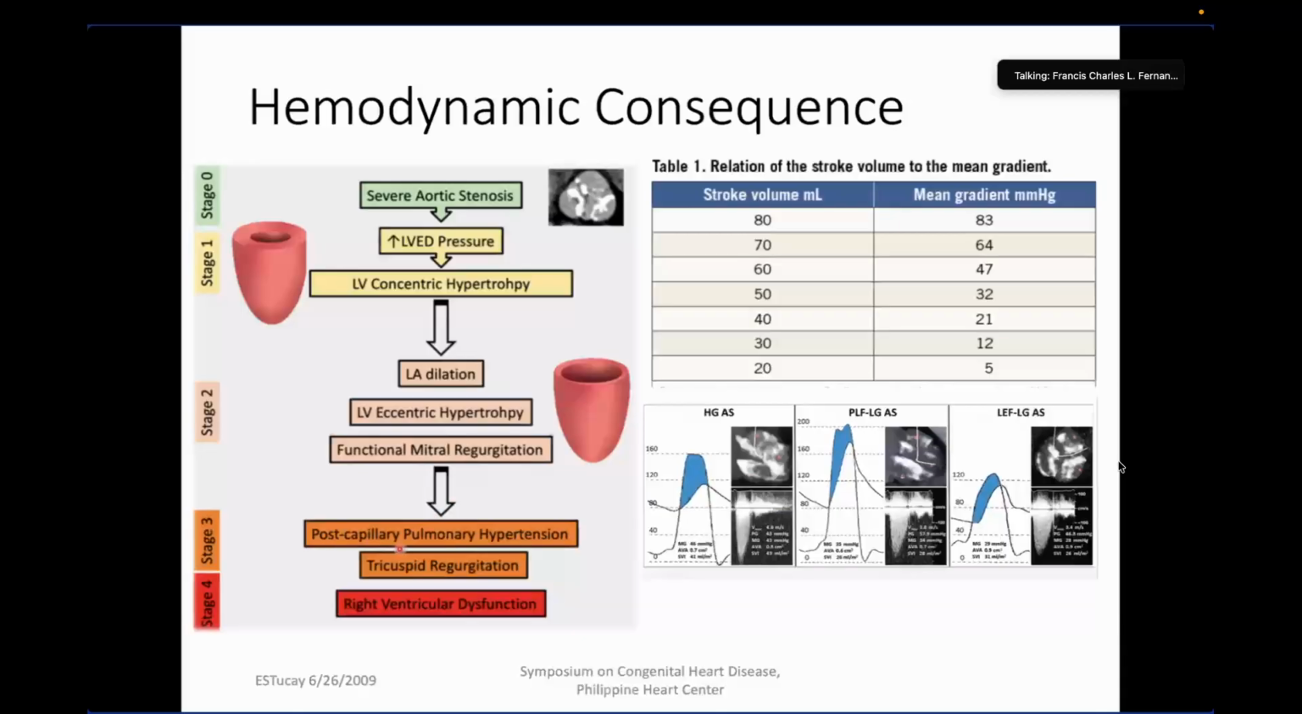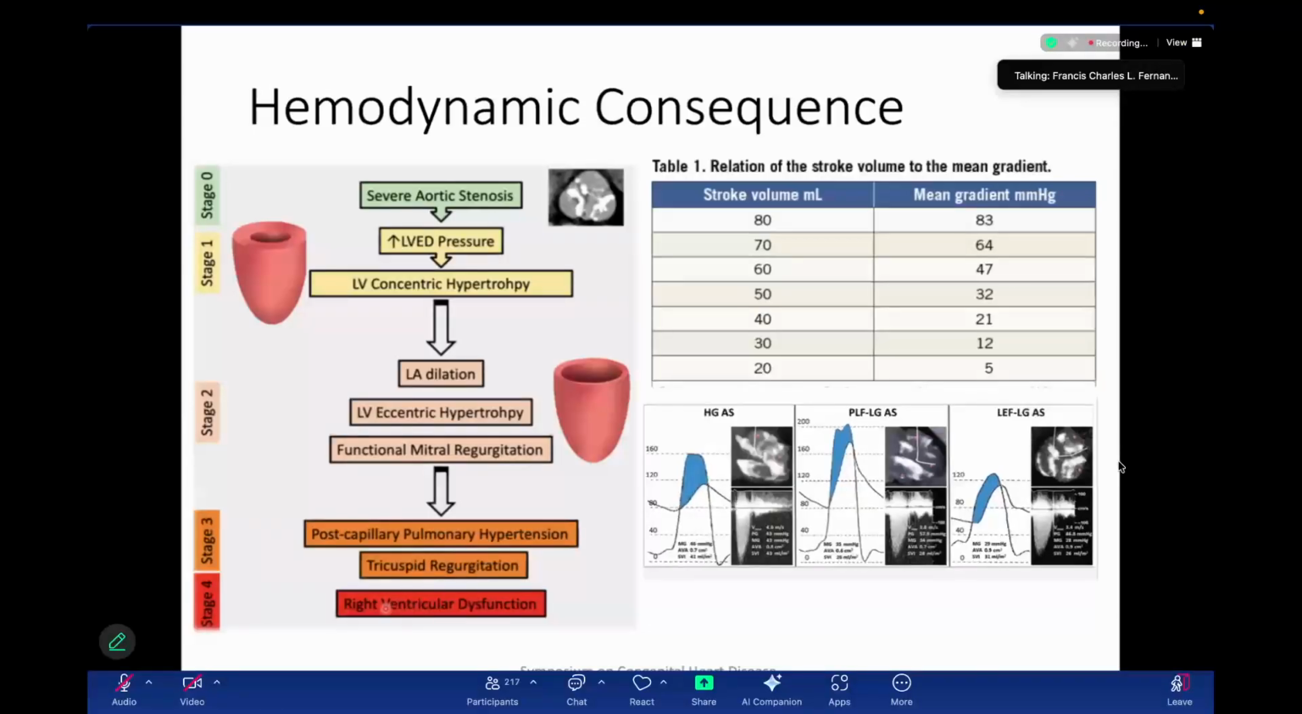Now, what happens? This is reflected into the pulmonary veins, into the postcapillary pulmonary hypertension. But this is the side in which the blood has its way back into the left atrium. It's called postcapillary. And then, in the pulmonary circuit, this is reflected to become a tricuspid regurgitation because it's already reflected in the pulmonary circuit. Your stage 4 then is defined by right ventricular dysfunction. So it's all reflected back.